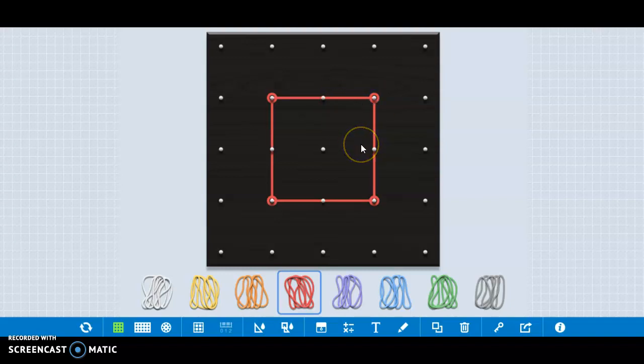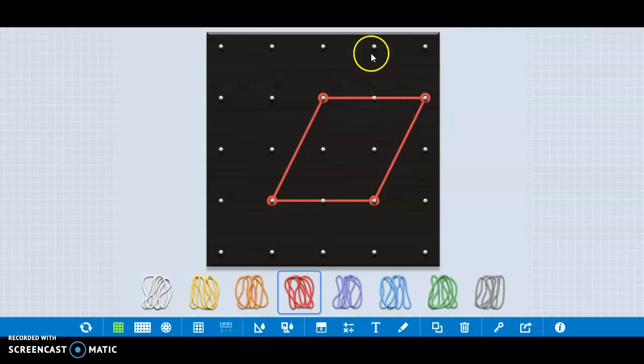All right, so for a rhombus, all I'm going to do is start off with my square. I'm going to stretch one side out to there. I'm going to bring this one in here. So it's just like a square that has been squashed down. It's like someone sat on it and just squashed it down sideways.